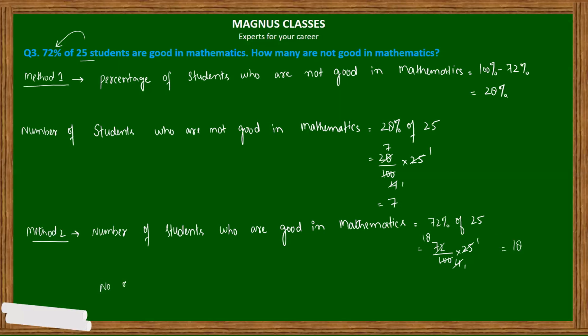So number of students who are not good in maths, I write in short. That will be equal to total number of students, 25, and out of this 18 are good. So 25 minus 18 would be what? 7. So you can do this by this method and this method also.